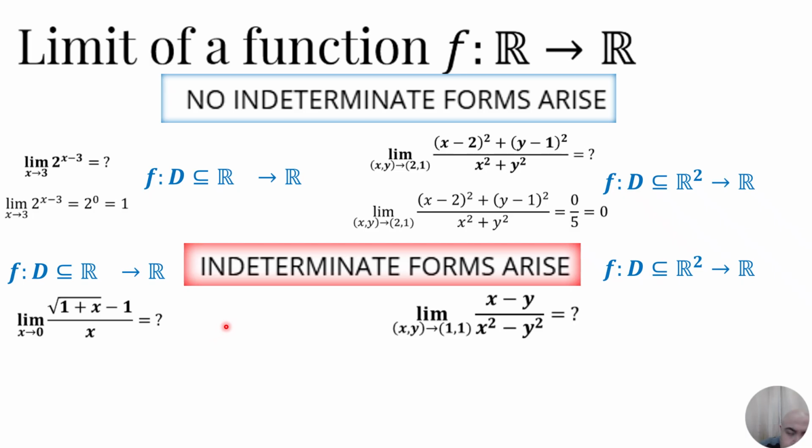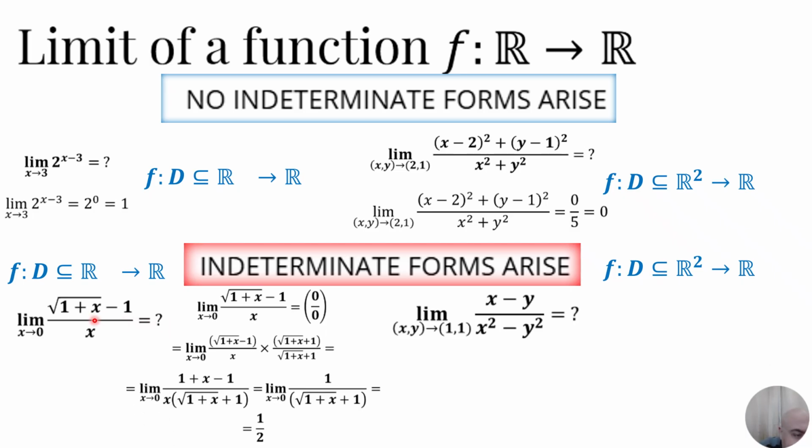So all I will have to do now is multiply by the conjugate of root 1 plus x plus 1, on both the numerator and the denominator. Once you do this, you will be able to eliminate the square root from the denominator, and then cancel negative 1 with positive 1, and cancel x with x, which will leave you with the limit of 1 divided by the root of 1 plus x plus 1. Putting x tends to 0, the result will be 1 over 2.